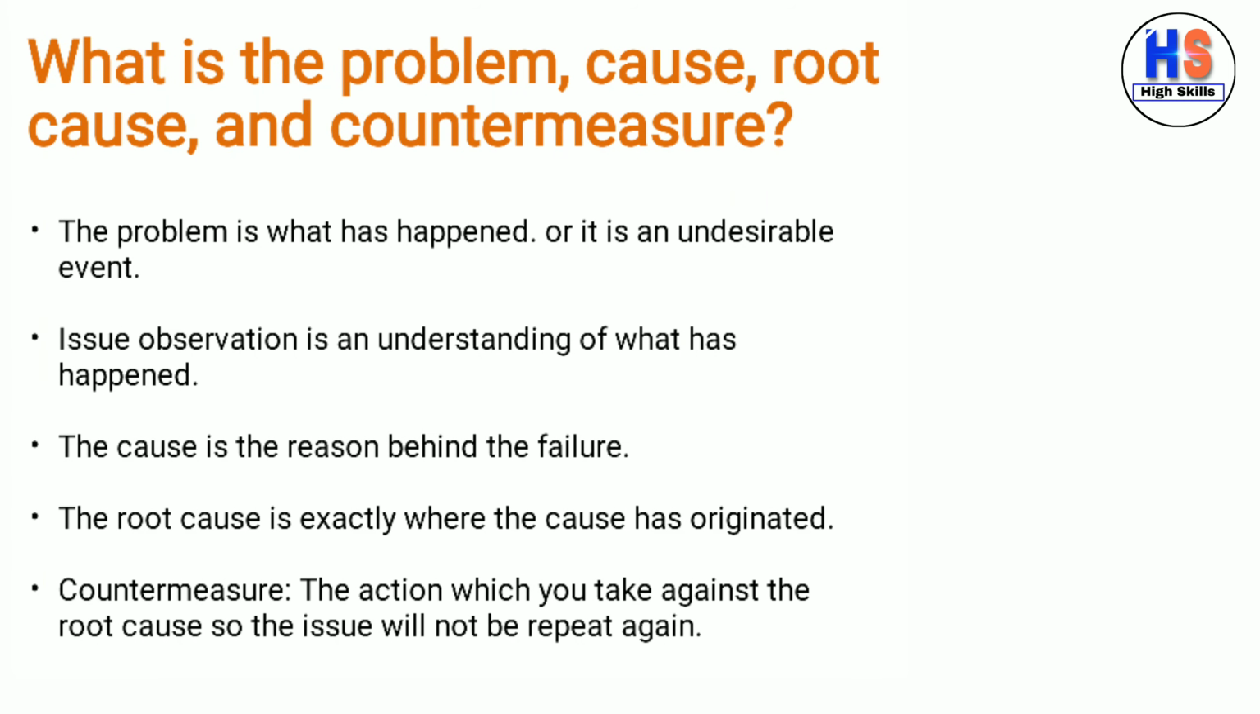We should know about what is the problem, cause, root cause and countermeasure. First of all, if I talk about problem, the problem is what has happened or it is an undesirable event. Issue observation is an understanding of what has happened. And what is cause? The cause is the reason behind the failure. And what is root cause? The root cause is exactly where the cause has originated. And countermeasure is the action which you take against the root cause so the issues will not be repeated again.